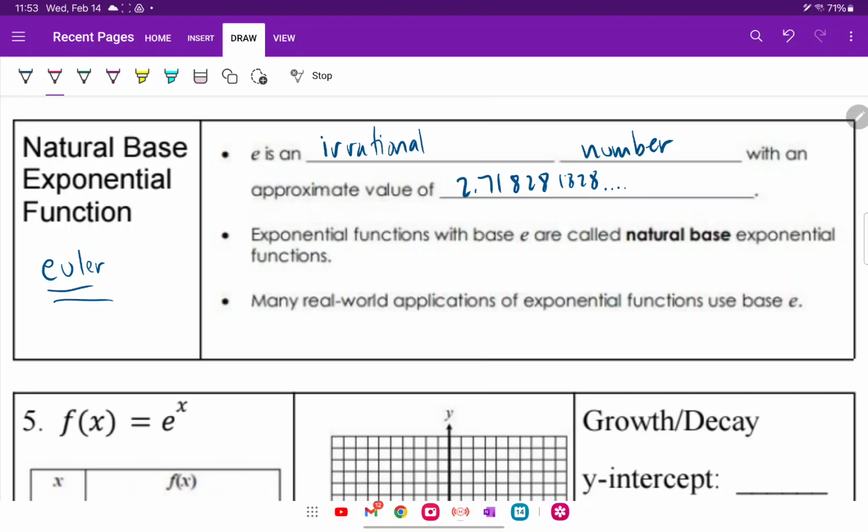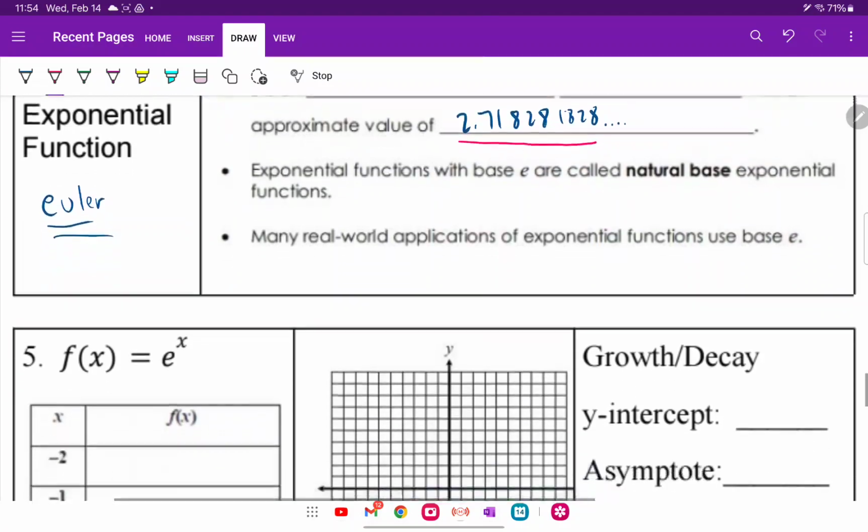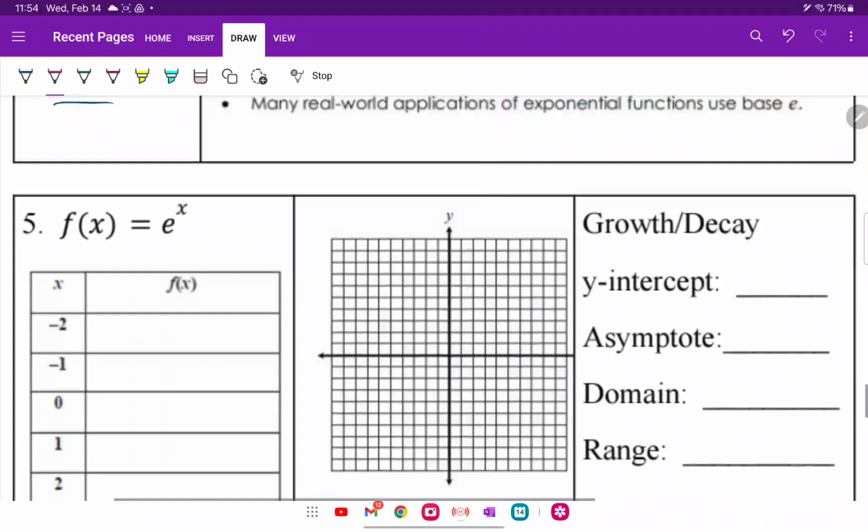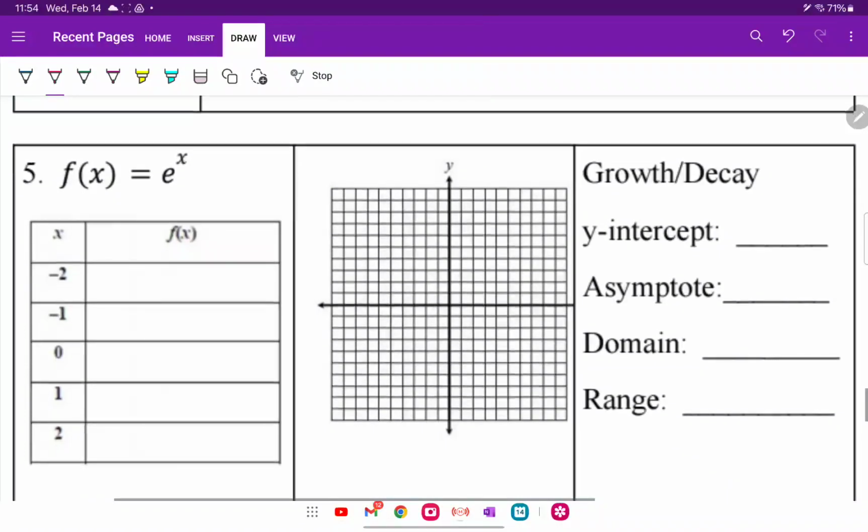Now, one thing I want to point out really quickly, if you look at the base E, that number is bigger than 1. So right now, if we just had like e to the x power, you could say that is exponential growth because the E is bigger than 1. Okay, and we'll get to application later. Let's go ahead and talk about how to graph these.